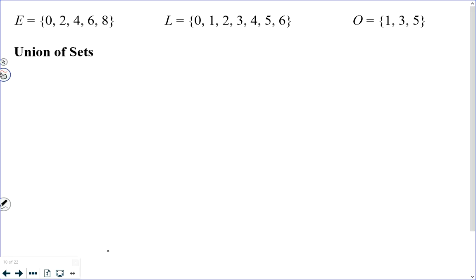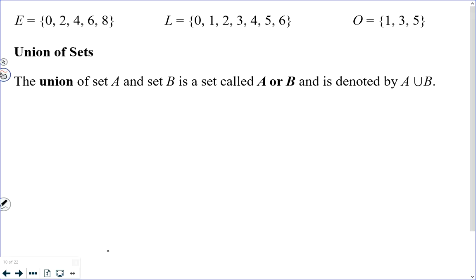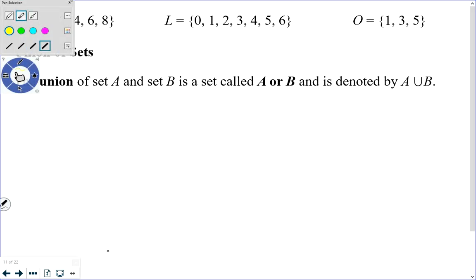Let's talk about the union now of sets. Well, the union of sets A and B is called A or B, and that word or is the same thing we saw previously in this unit, which means it's anything in A or anything in B or anything in both. And it's written this way. And again, there's no funny way of reading this. You don't say A, U, B. You say the union of A and B.